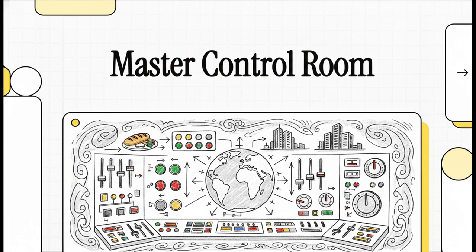You pull a lever one way, boom, you get food on the table. You push it the other way, you're building towering skyscrapers. But here's the catch. You can't push all the levers to the max at the same time. There just isn't enough juice. So let's look at exactly why that is.